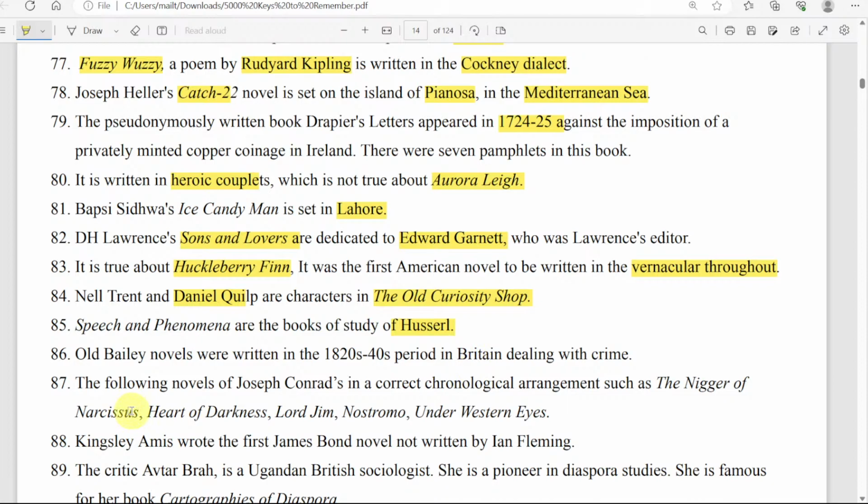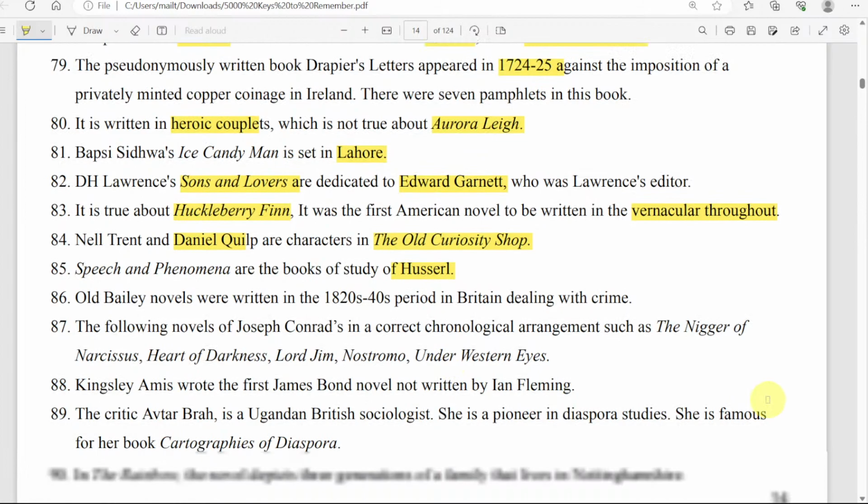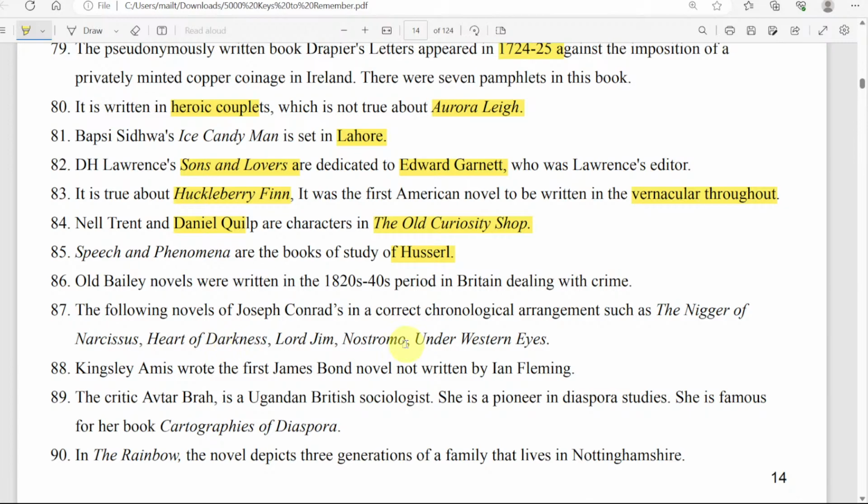The following novels of Joseph Conrad are in the correct chronological order, starting with The Nigger of the Narcissus and Heart of Darkness, Lord Jim, Nostromo, and Under Western Eyes. Okay, and Kingsley Amis wrote the first James Bond novel, not written by Ian Fleming. Anyway, we will leave it.